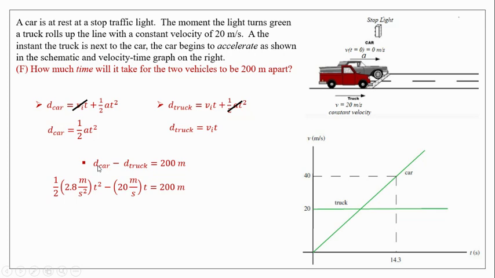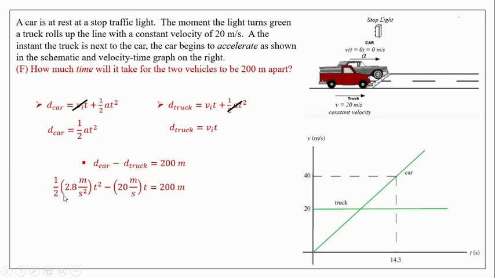But I know that the function for the distance of the car is 1/2 at squared, which is right above here. All I did was carry the statement down and substitute a for 2.8 meters per second squared, because that's what I calculated in part A, or one of the previous parts. And then the value here for D truck is just VIT, but the truck is moving at a constant rate of 20, so VI is just 20 and T is my unknown. So I left it at this.